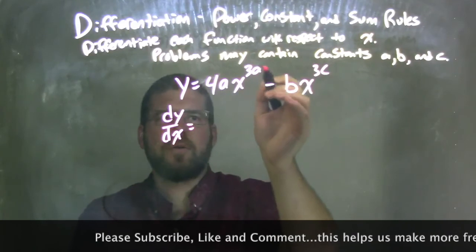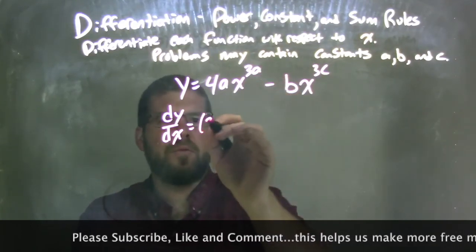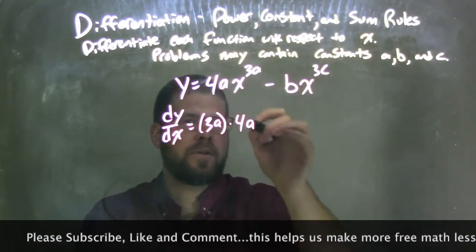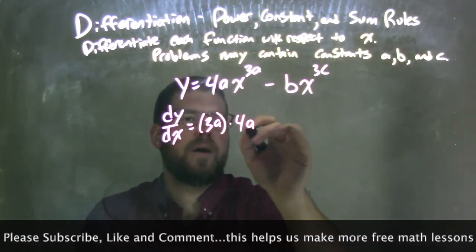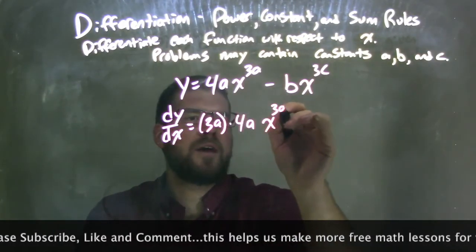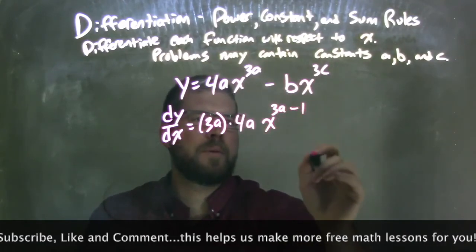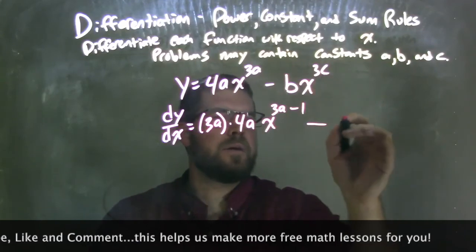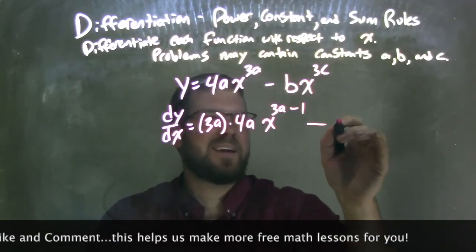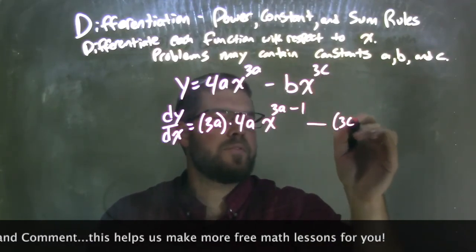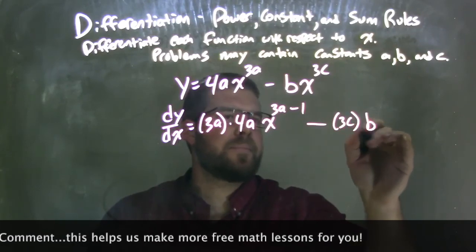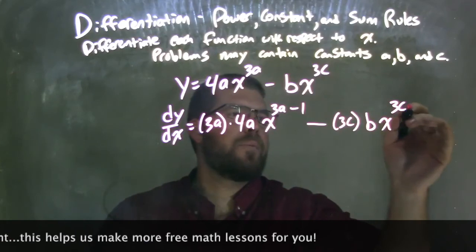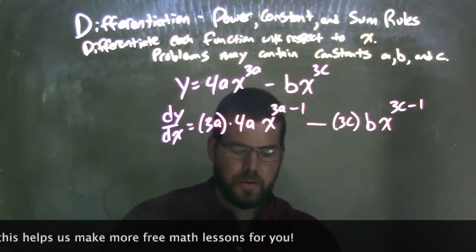The power rule still states the power comes down, so 3a times what's left, 4a, whatever those numbers are. These are some constants, 4 times a. x to the 3a, where the power is, we subtract 1 from it. Then we subtract the other side. The power comes down, whatever 3c is, I don't know what that constant is, but it's 3 times c, times b, x to the 3c, the exponent, but we still have to subtract 1 from that exponent.